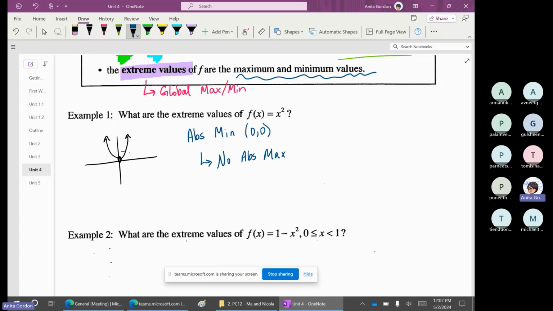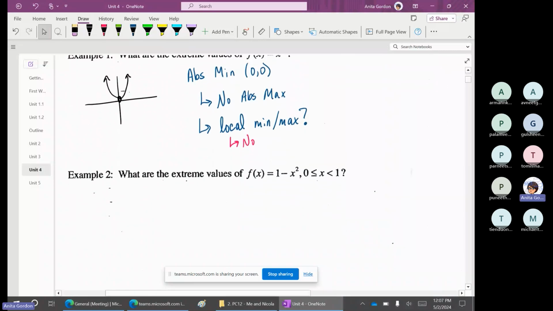So if it doesn't have a highest peak, then we check for, are there local min or max? This is a question to you. Are there any other peaks or valleys in this graph? No. So this graph has only one extreme value feature. It is an absolute minimum or a global minimum at 0, 0. Yes, sir. They would be both global, yeah.